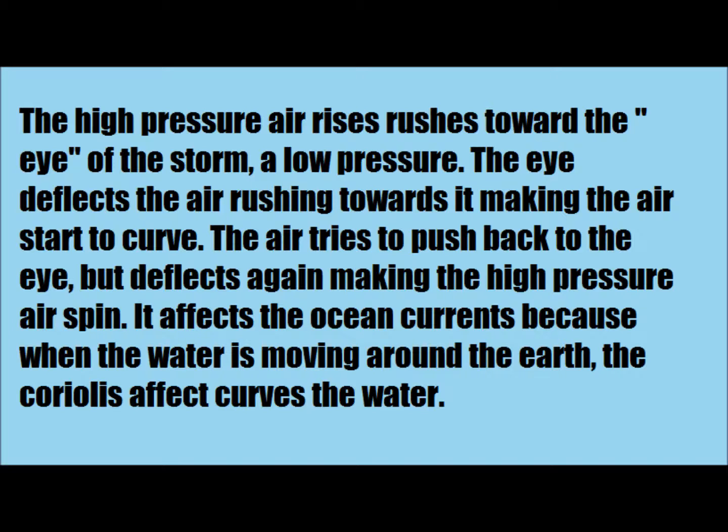The high-pressure air rushes toward the eye of the storm, a low-pressure spot. The eye deflects the air rushing towards it, making the air start to curve. The air tries to push back to the eye, but deflects again, making the air spin. It affects the ocean currents because when the water is moving around the Earth, the Coriolis effect curves the water.